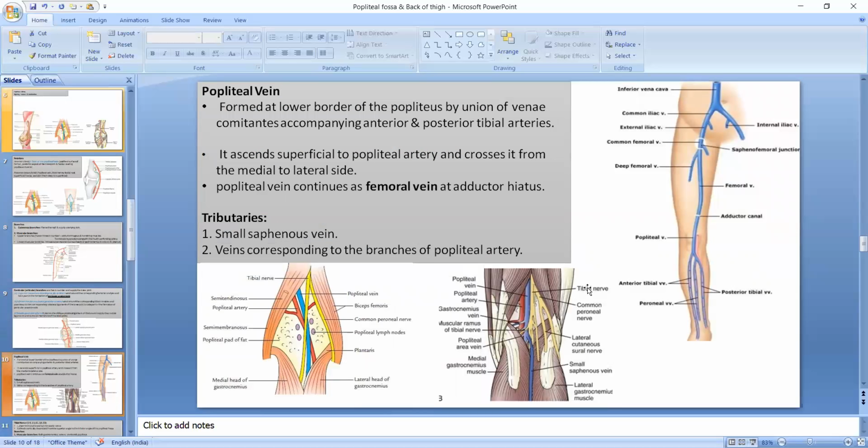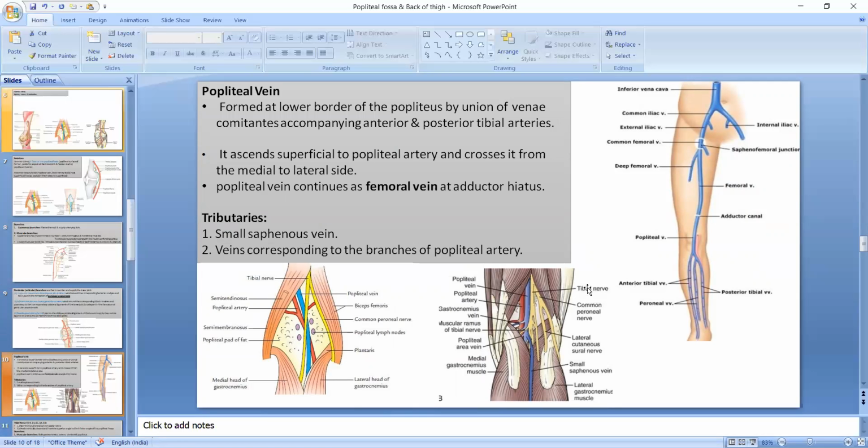Now we'll discuss the popliteal vein. The popliteal vein, a continuation of the posterior tibial vein, lies superficial to the popliteal artery within the same fibrous sheath. After it exits the fossa superiorly, it becomes the femoral vein as it passes through the adductor hiatus.